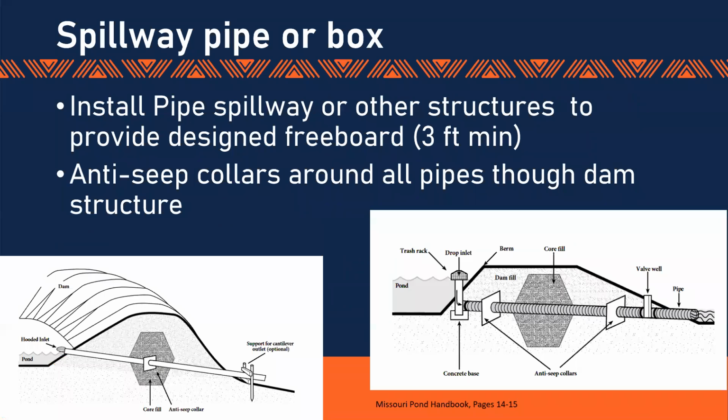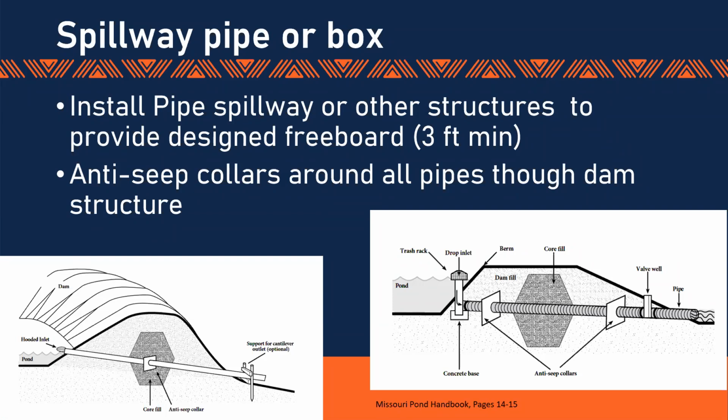But let's start with the pipe spillway. If you're looking at a pipe version or a box version of it, it needs to be designed and put through during construction. Install it or other structures to provide that freeboard. Key piece here, put those anti-seep collars in on that pipe as it goes through the dam. And they need to be down in the dam area and part of that construction.